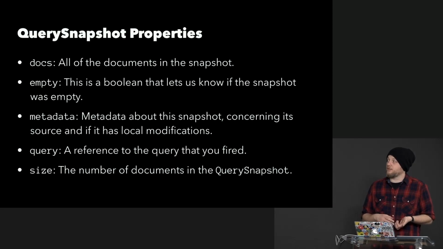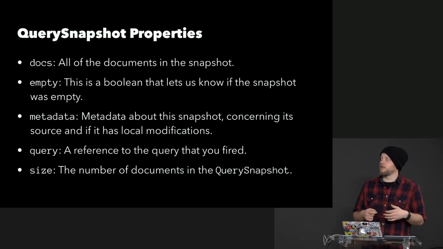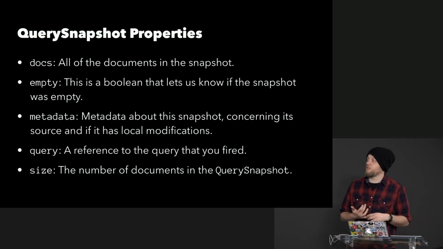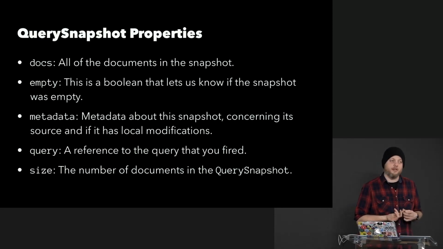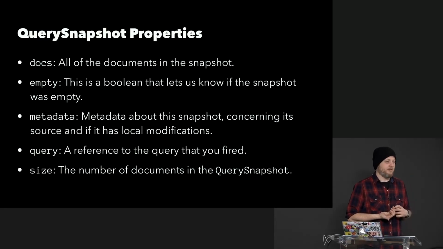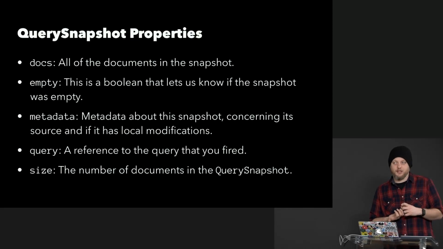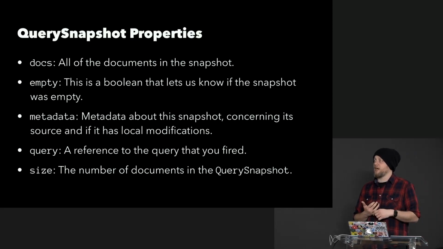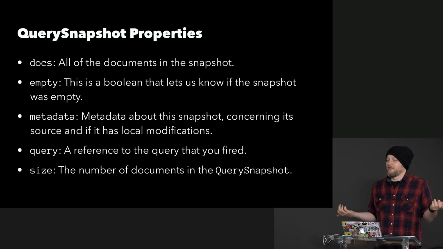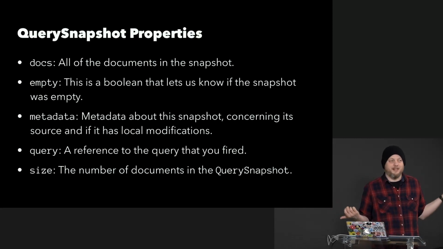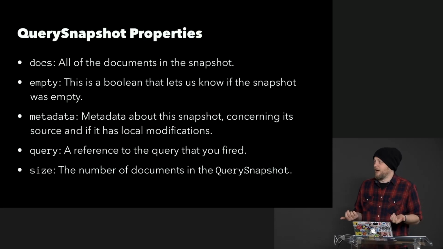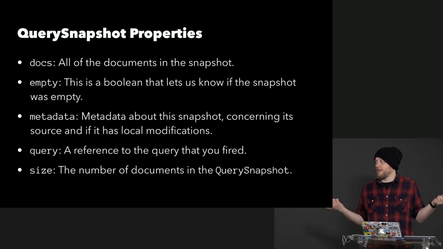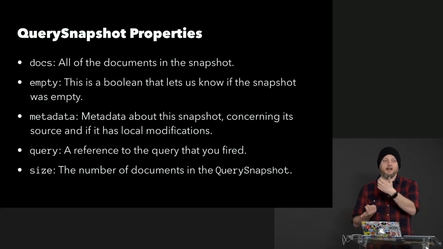Query snapshots have a few properties and a few methods. I just want to talk about them a little bit before we start playing with them, so we have a sense and can see the forest for the trees before we get too deep into the code. Query snapshots have a property called docs. That is an array of document snapshots. That makes sense. It has a property called empty. That is true if the query was empty, and false if it's not.